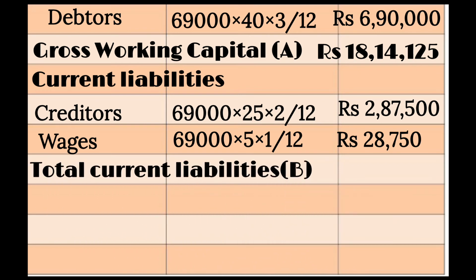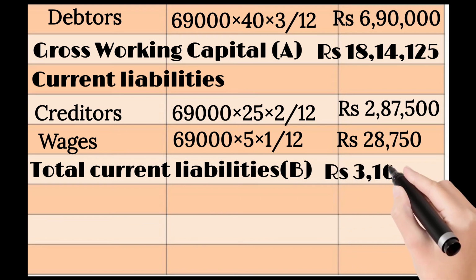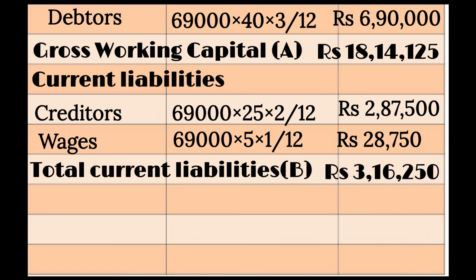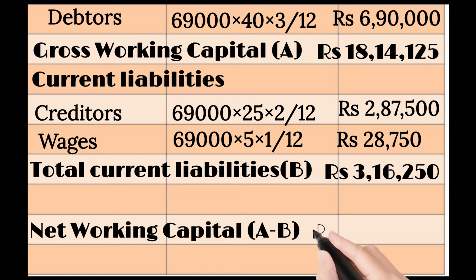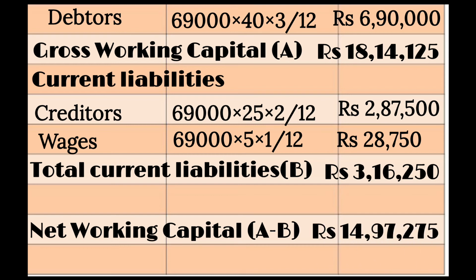3,16,250. Then we calculate the net working capital requirement by subtracting total current liabilities from gross working capital, A minus B. We get the net working capital requirement of XYZ Limited as rupees 14,97,275. And in this way we have completed problem sum number 2.